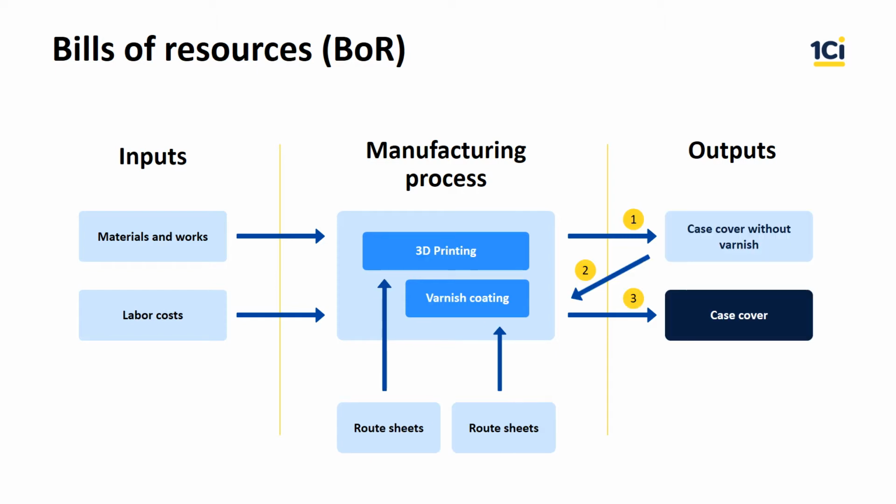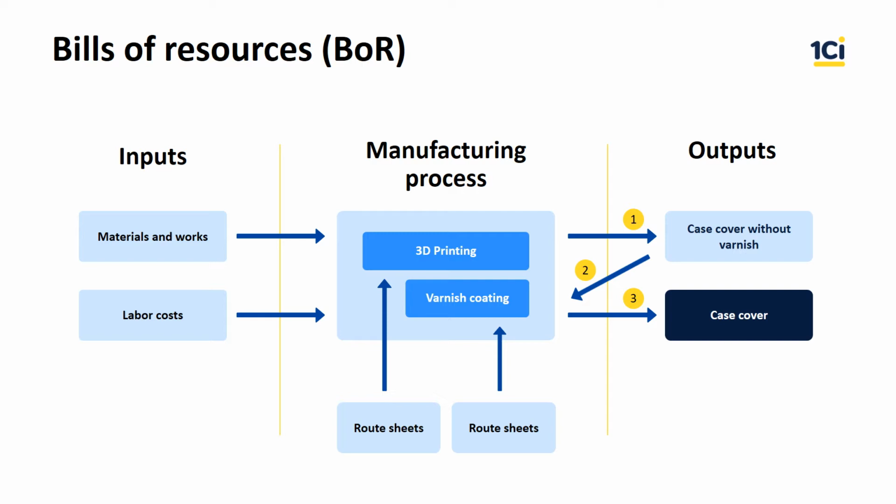There is no logical connection between these two root sheets in one ERP. The sequence of operations, first printing, then varnishing, is not yet specified. To build this connection, we need to create a bill of resources.